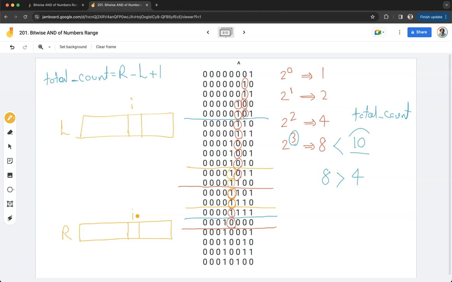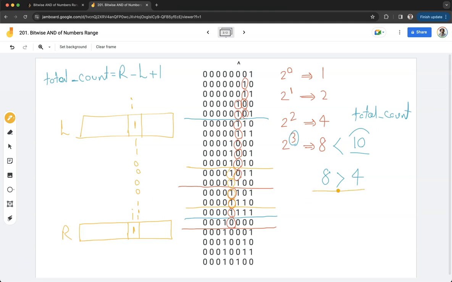Why? Because if these two are 1, like if this is 1 and this is 1, definitely anything in between is 1 as well. Because it's not possible that you have 1, 1, and then you have a bunch of zeros, and then you again have a bunch of 1s. It's not possible. Why? Because of this condition.